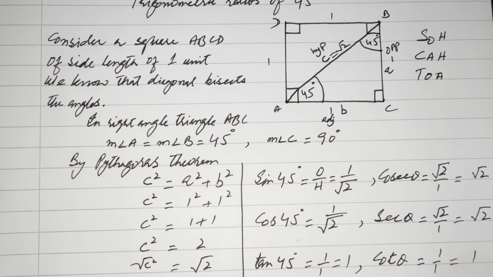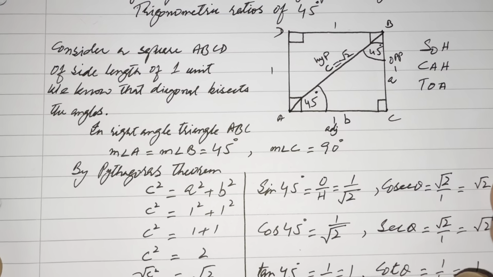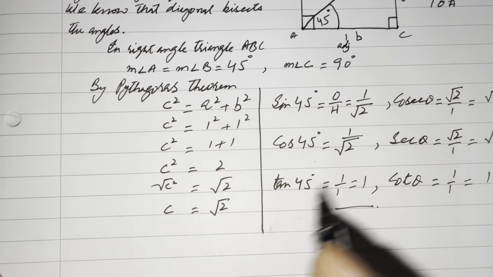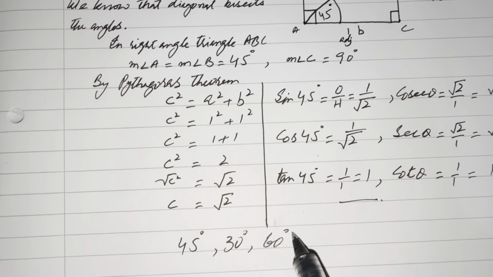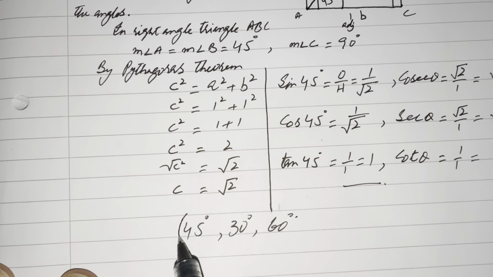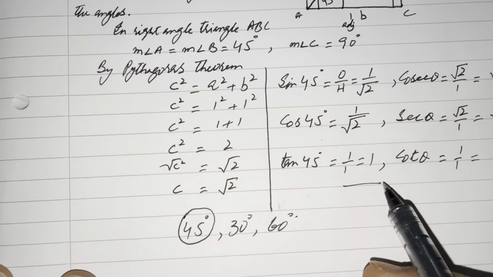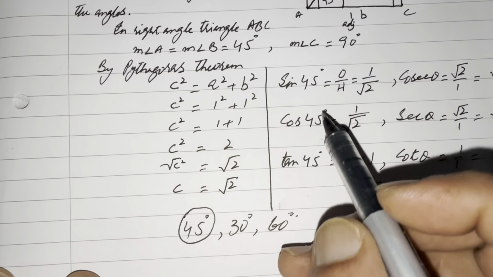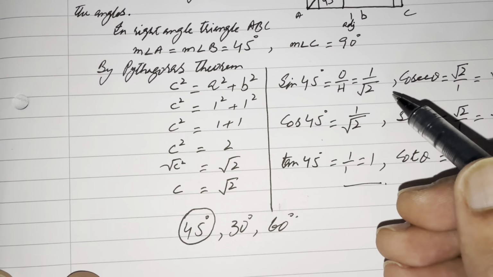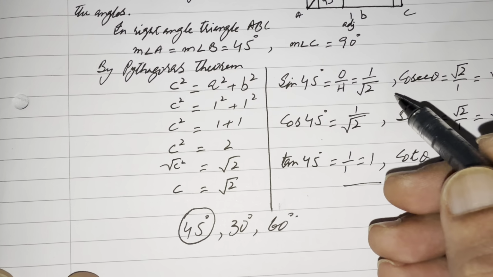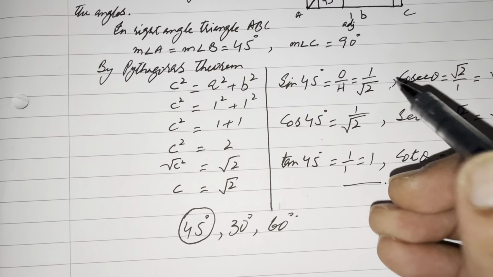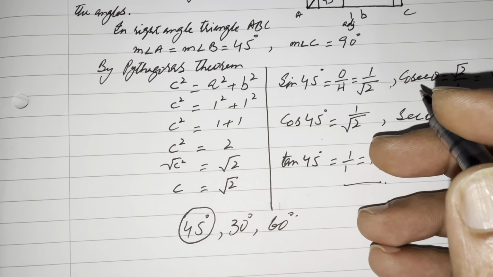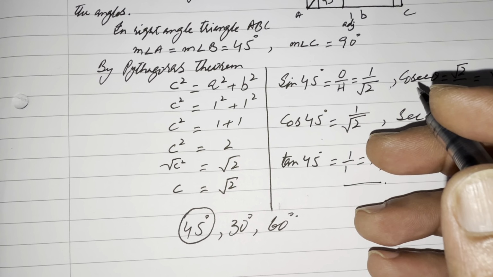So these are called the special trigonometric ratios of special angles. I've already told you that we got the special angles as 45 degrees, 30 degrees, and 60 degrees. So we have found all the trigonometric ratios of 45 degrees. These trigonometric ratios we will use in our coming lectures when we solve questions about right angle triangles, sometimes given as angles, sometimes ratios, and sometimes sides.